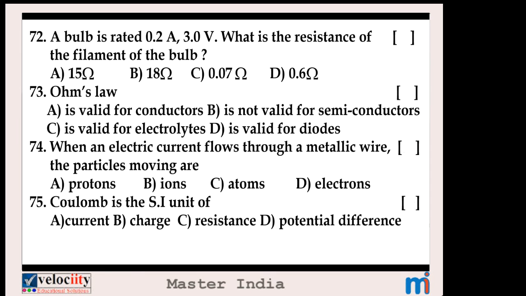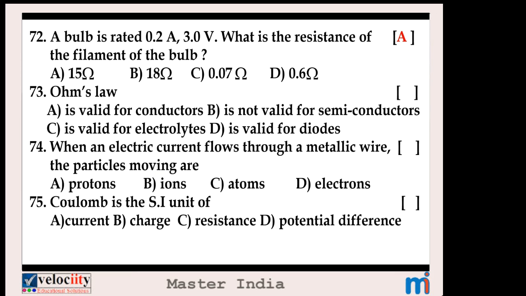72. A bulb is rated 0.2 ampere 3 volt. What is the resistance of filament of the bulb? A. 15 ohm, B. 18 ohm, C. 0.07 ohm, D. 0.6 ohm. Answer is option A. 15 ohm.